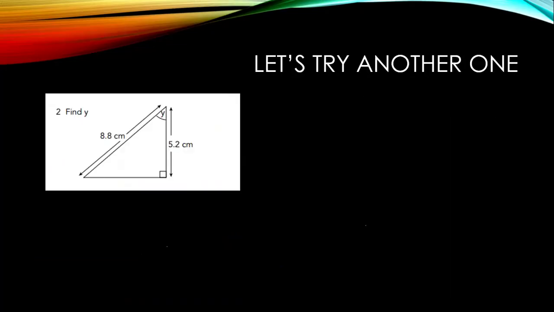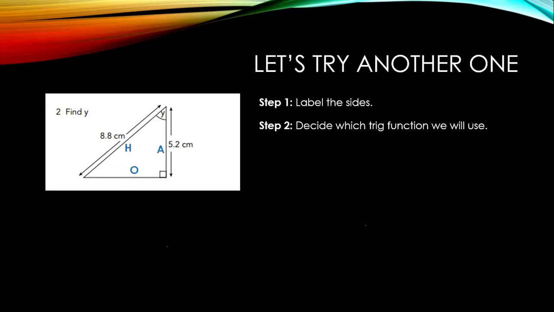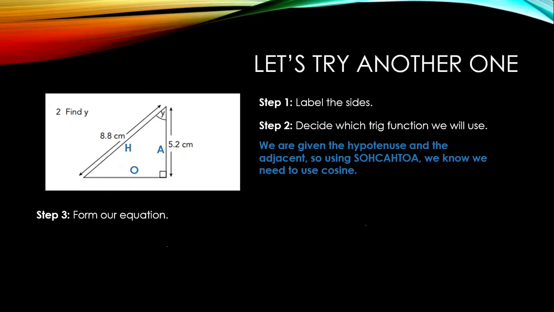So let's look at another one. The first thing, make sure you label the sides. So once you have labeled the sides, this is what we're going to get. Now, what do we use? We can't use sine here. Why can't we use sine? Because sine is opposite over hypotenuse and we don't have the opposite. Can we use cos? Cos is adjacent over hypotenuse. Yes, we have our cos. Can we use tan? Tan is opposite over adjacent. We don't have opposite, so we can't use tan. So the only thing we can use there is cos.